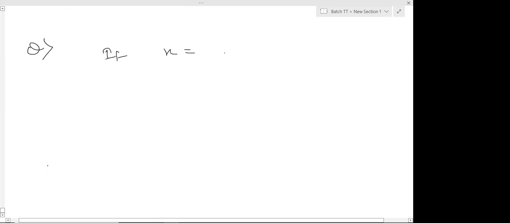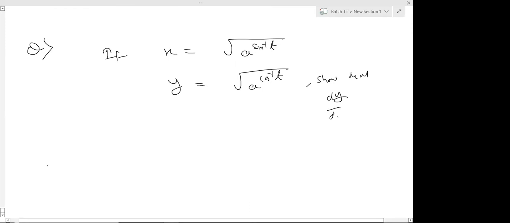If x equals under root a sine inverse t and y equals under root a cos inverse t, then find, or show that, dy by dx equals minus y upon x. All right.